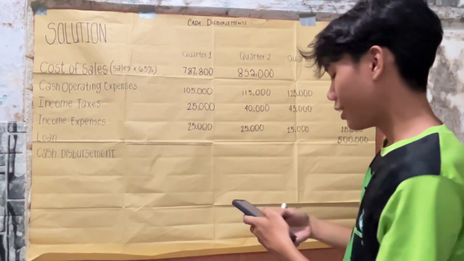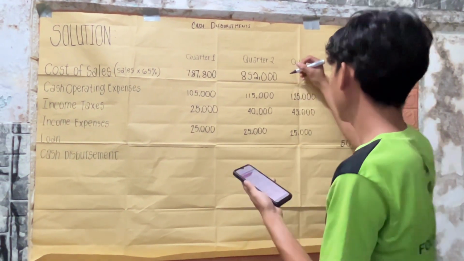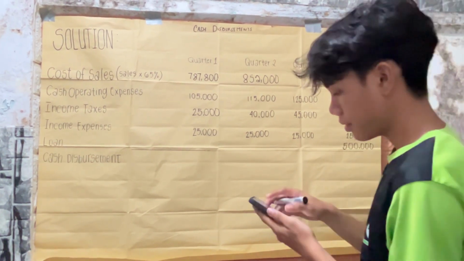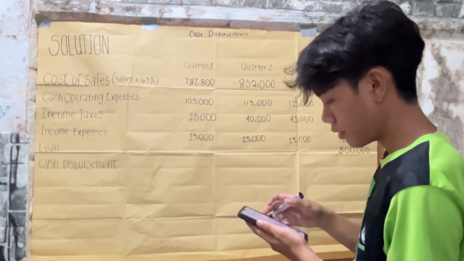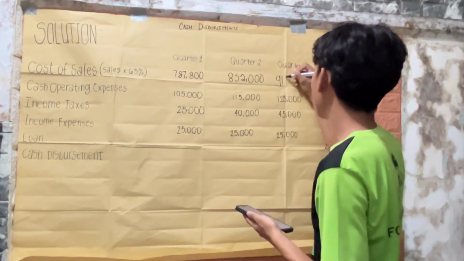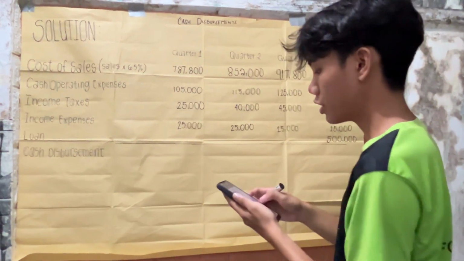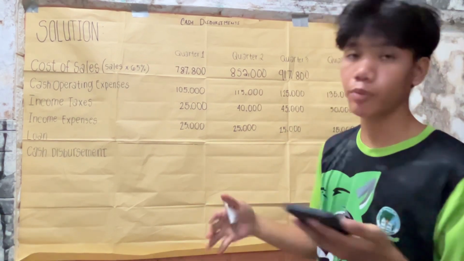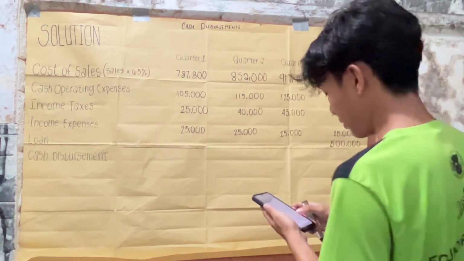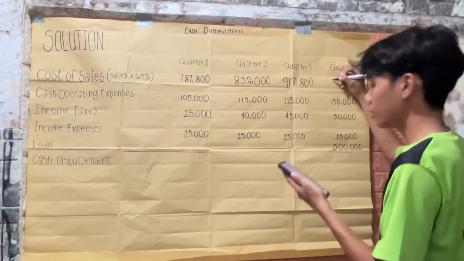Then for quarter 3 we have 1,412,000 times 0.65, which totals to 917,800. Lastly, for quarter 4, from the projected quarterly sales, we have 1,512,000 times 0.65, which totals to 982,800.